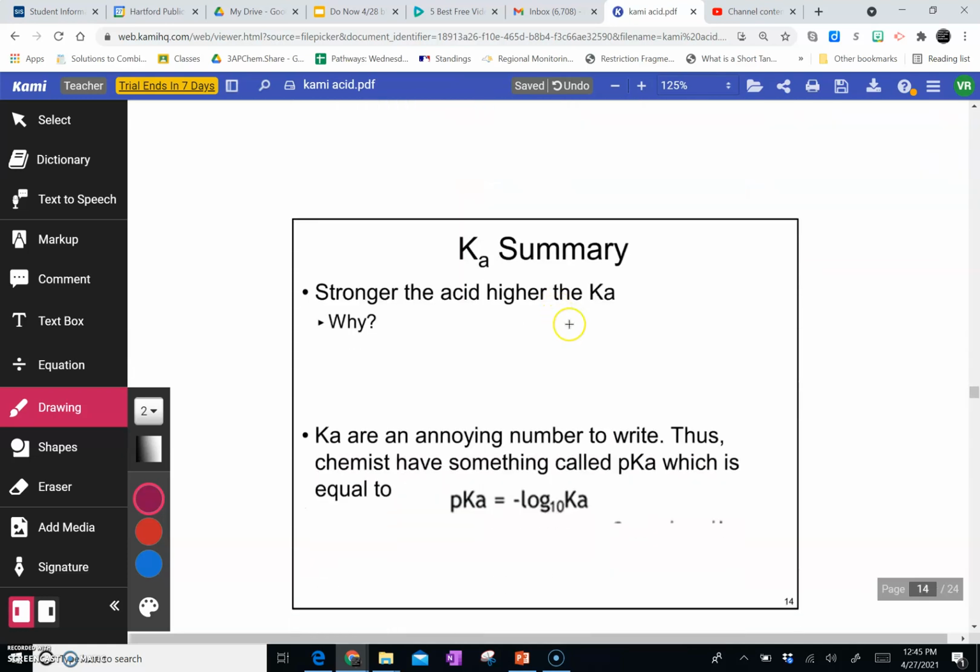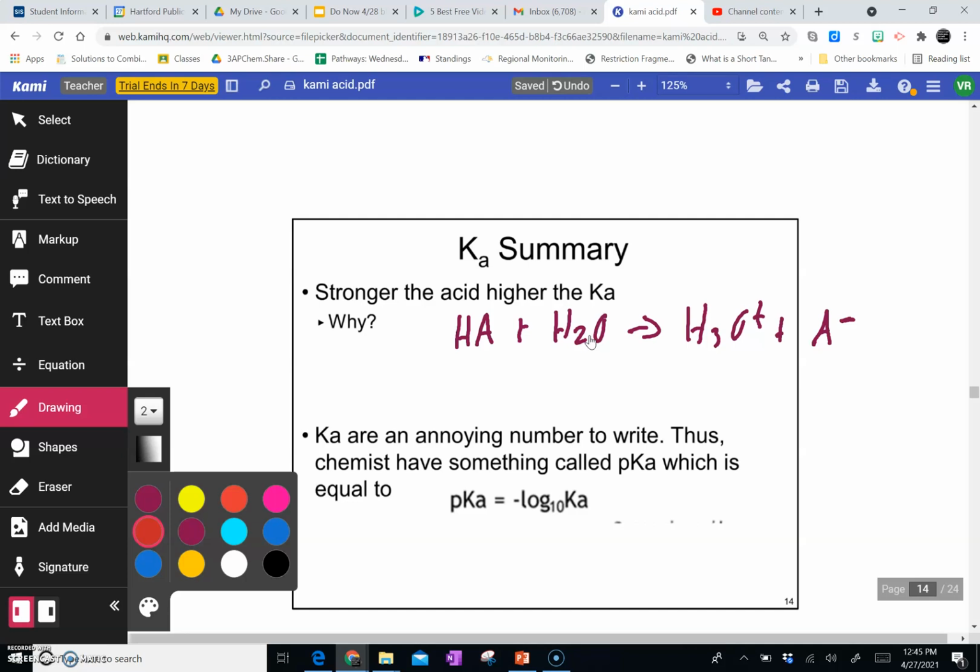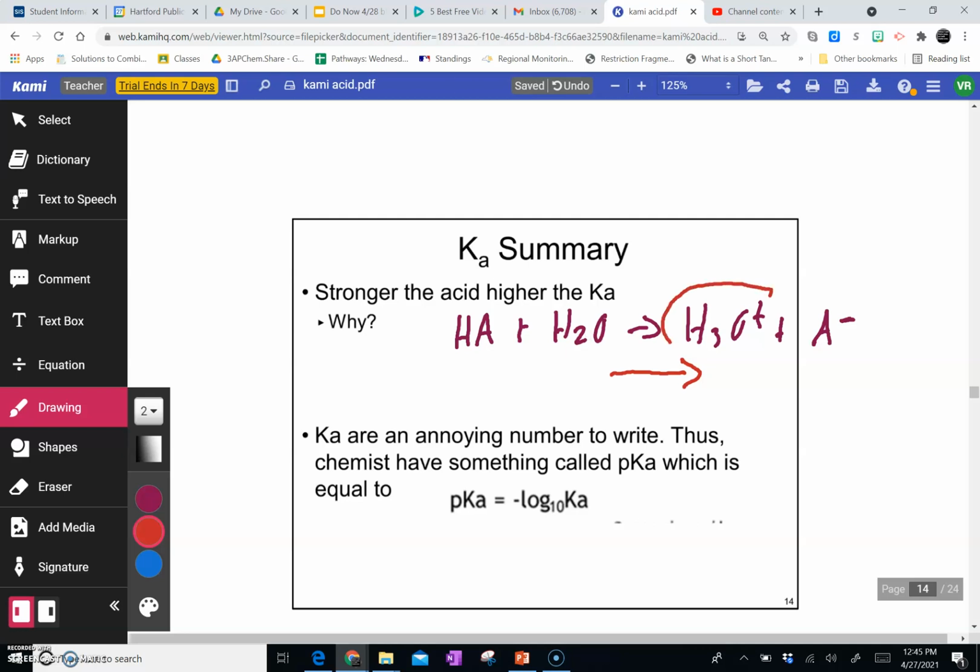Okay, so the stronger the acid, the higher the Ka. So if you have a general reaction, the acid plus water will produce hydronium ion plus the anion, right? So the higher the Ka, remember that means when the Ka is bigger, the reaction will go further this way. The bigger the Ka, that means it will release more H+, or there'll be more hydronium in the solution.